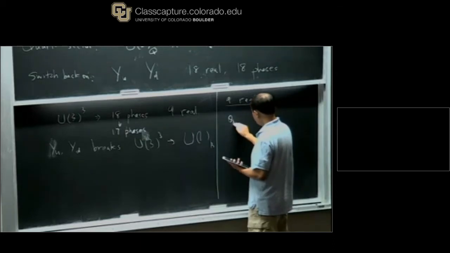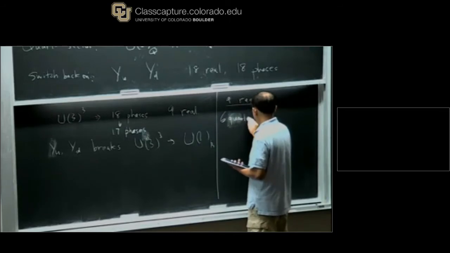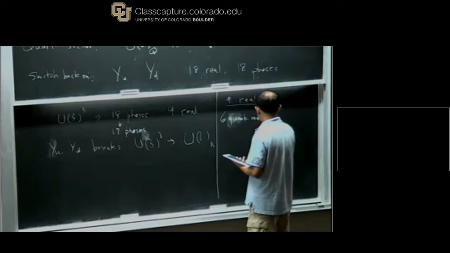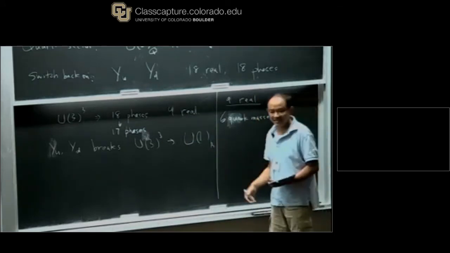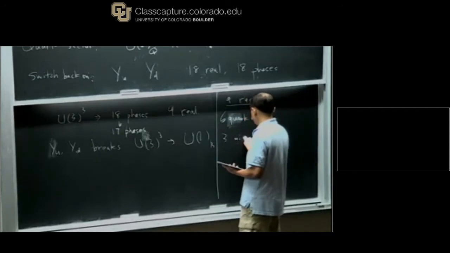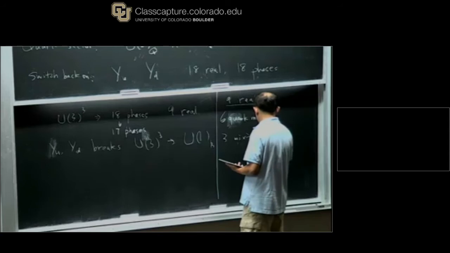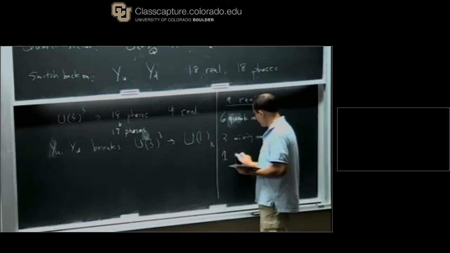these are 6. These are the 6 quark masses, which, you know, there are 6 quarks, they all have mass. So there are 6 parameters. And there are 3 mixing angles. We'll talk about that. And there is 1 phase.